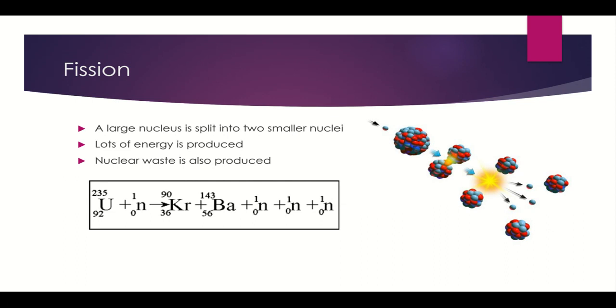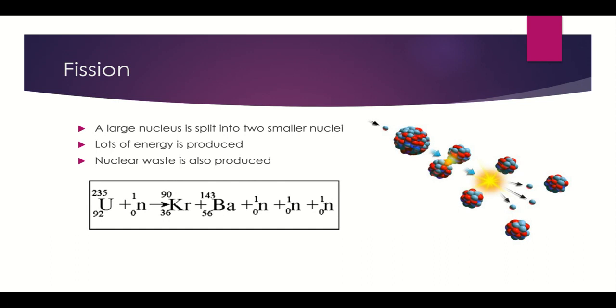One specific type of artificial transmutation is fission. Fission is when a large nucleus is split into two smaller nuclei. In this case, I have uranium 235 being collided with by a neutron and breaking down into krypton 90 and barium 143. You can see that in the equation. You can also see it in this little diagram off to the right. You also see that three neutrons get produced when this happens.